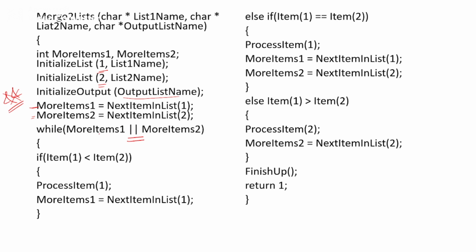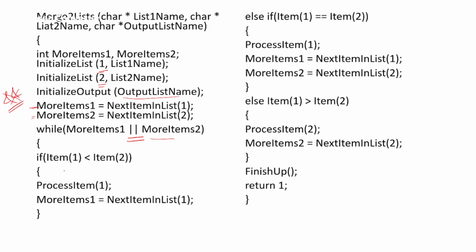If something is there in more item 1, you have to proceed. Suppose more item 1 is empty, then you check whether something is there in more item 2. If more item 2 carries some element, then you need to proceed with the steps. Otherwise, if both the lists are empty, then the condition will become 0, and you need to stop the loop.